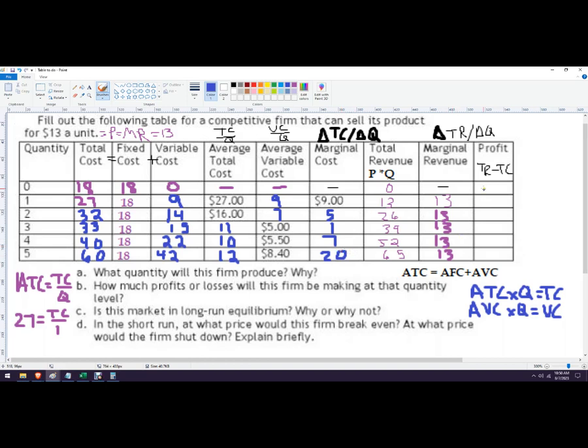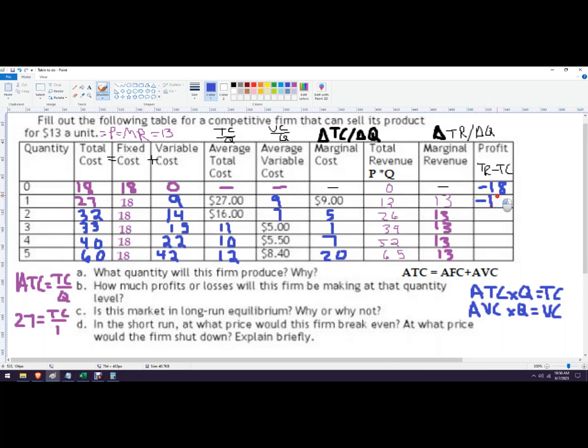Okay. Now the last thing we need to fill in is profit. So it's total revenue minus total cost. We're going to look at this column, which is 0, minus our total cost, so that is negative 18. Total revenue, 13, minus total cost, 27, and that is, oh wait, what am I, total revenue? Oh yeah. Sorry, 13. 13 minus 27 is minus 14.